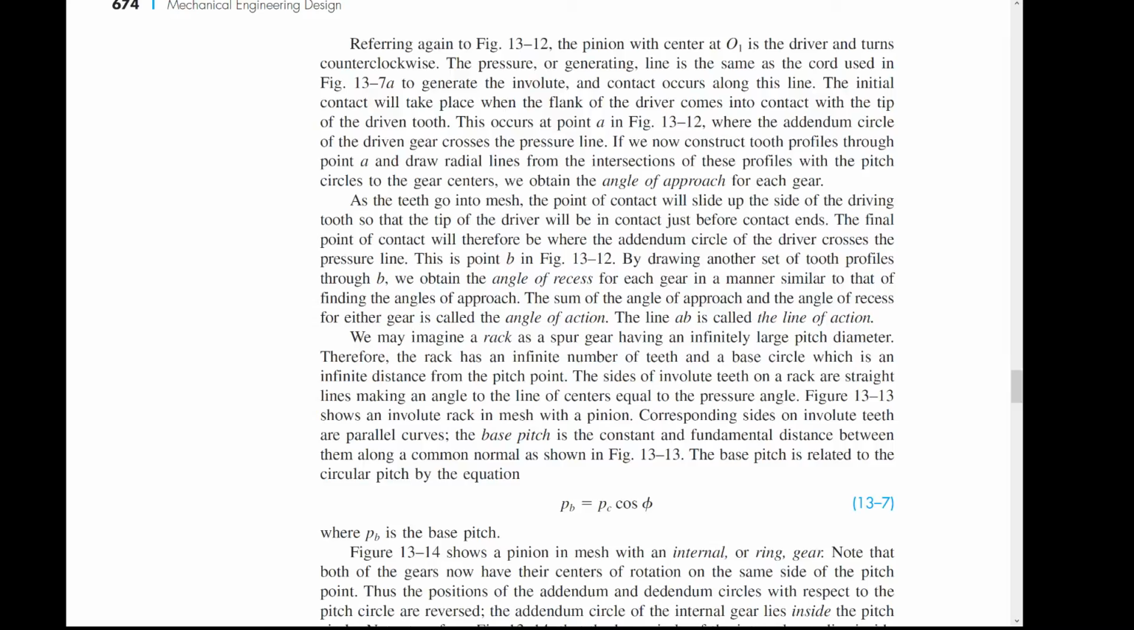The sum of the angle of approach and the angle of recess for either gear is called the angle of action. That's the total, that's the sum. The line AB is called the line of action.